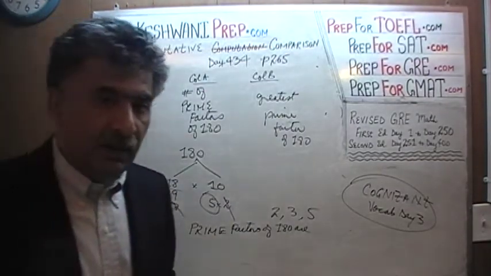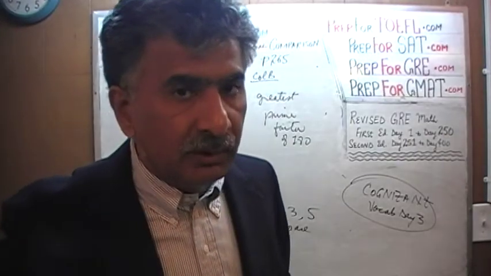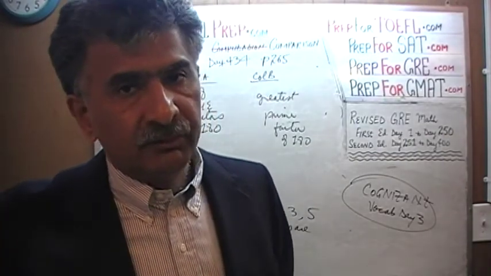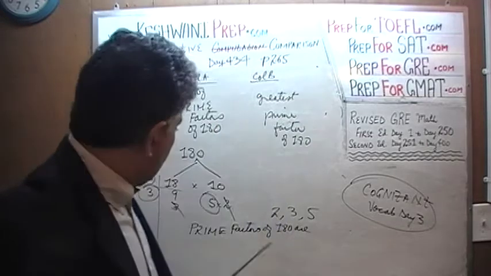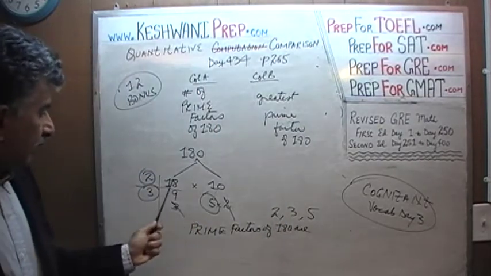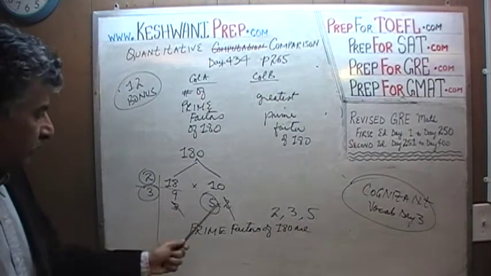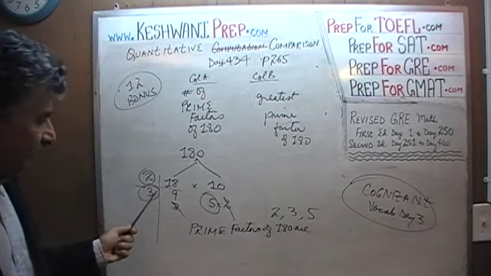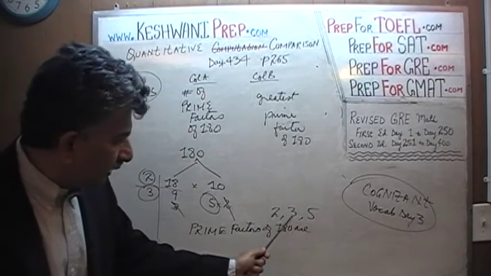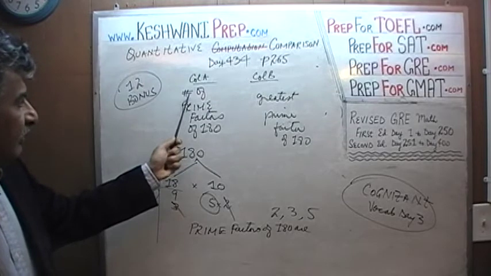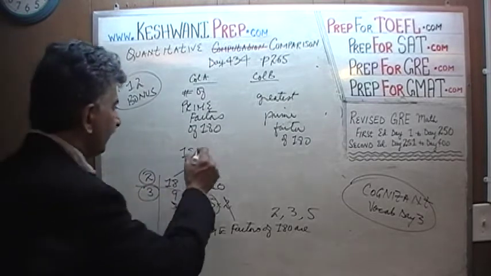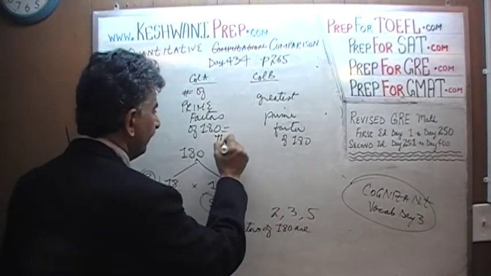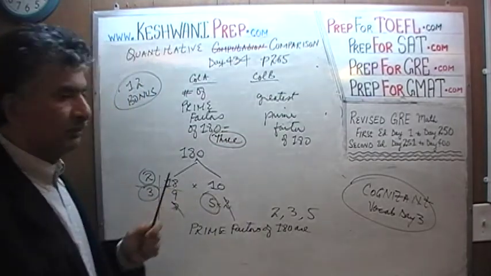It looks like 180 has only 3 prime factors: 2, 3, and 5. 2 and 5 come from the 10, and then 18 is broken up into 2s and 3, but 2 is already counted there. So that's it. The prime factors of 180 are 2, 3, and 5. First column says the number of prime factors of 180. The answer is 3. 180 has 3 prime factors.